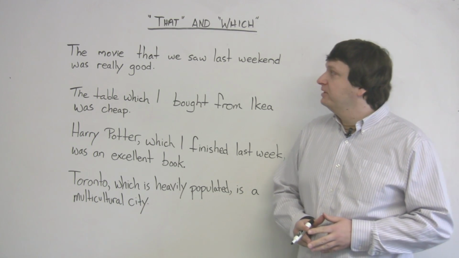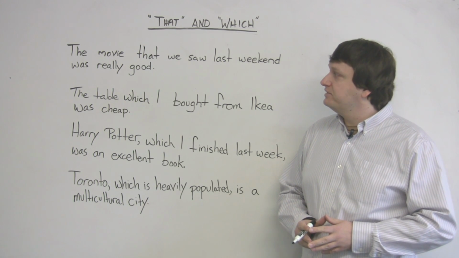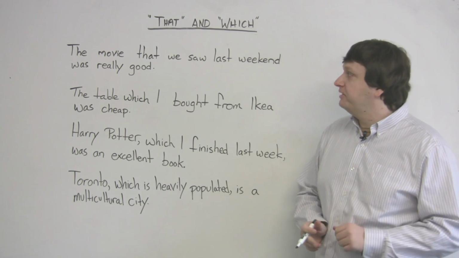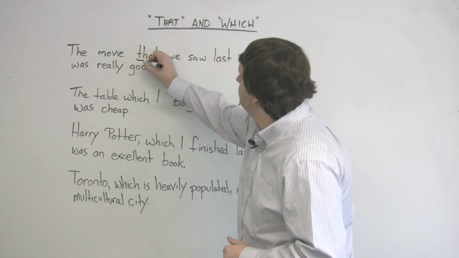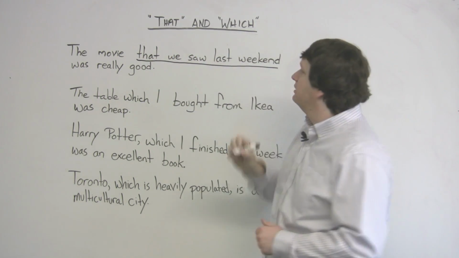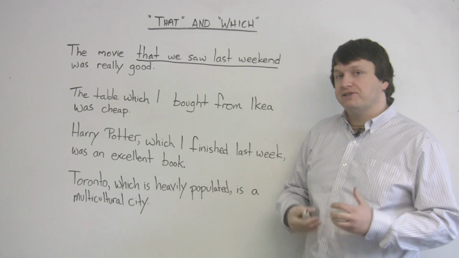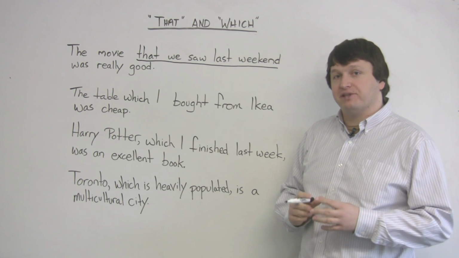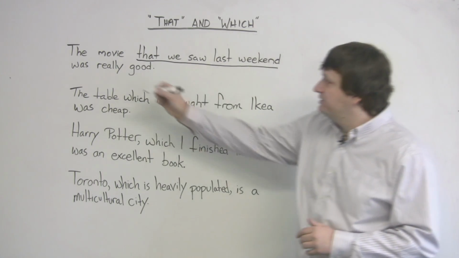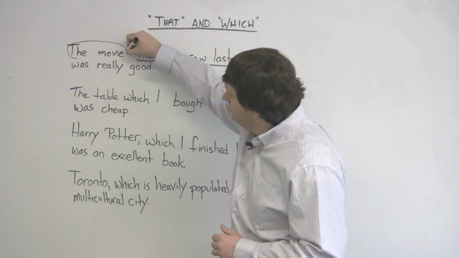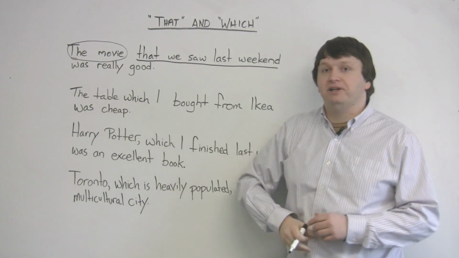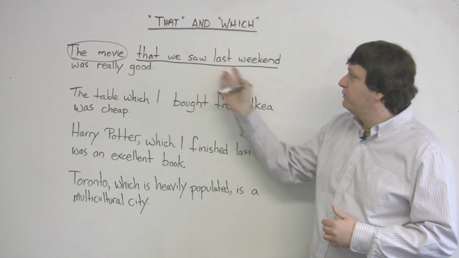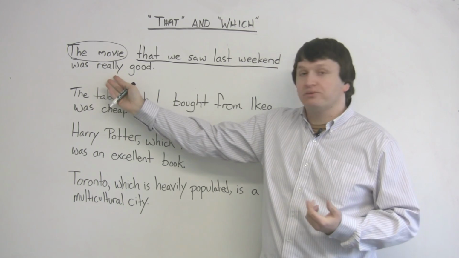So for example, the first sentence that I have here is the movie that we saw last weekend was really good. Now the relative clause here is that we saw last weekend. Again, a relative clause is an adjective clause. So what it does is it gives more information about a subject. So the subject in this sentence is the movie. Okay, so with the movie being the subject, we're giving more information. Okay, which movie? The movie that we saw last weekend. And we're saying that it was really good.